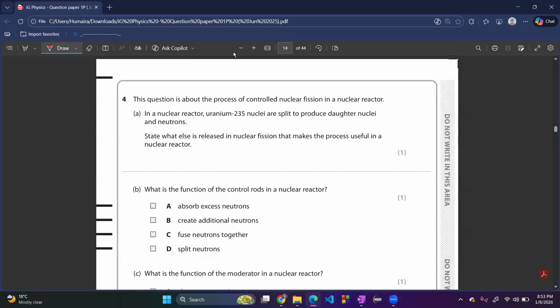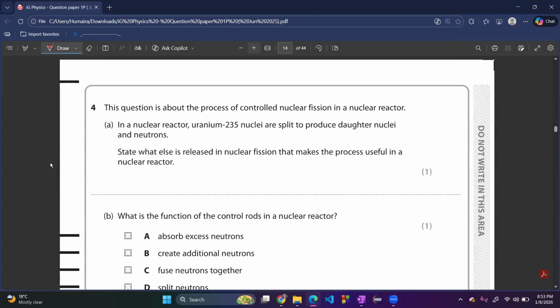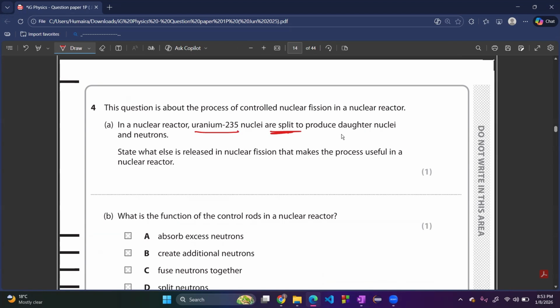All right, so question number 4 says this question is about the process of controlled nuclear fission in a nuclear reactor. In a nuclear reactor, uranium-235 nuclei are split to produce daughter nuclei and neutrons. State what else is released in nuclear fission that makes the process useful in a nuclear reactor.